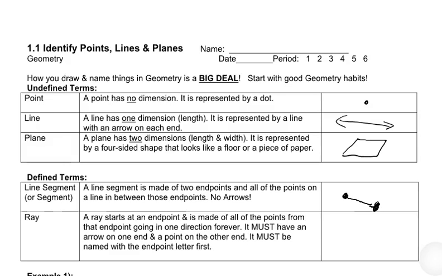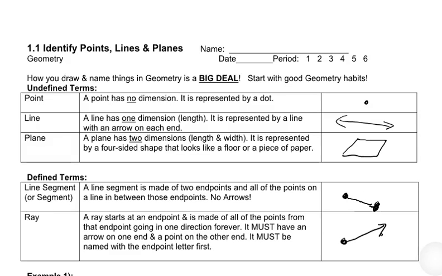A ray starts at an endpoint and is made up of all the points from that endpoint going on in one direction forever. So you have an endpoint. The ray goes on forever in one direction. It must have an arrow on one end and a point on the other end. It must be named with the endpoint letter first.